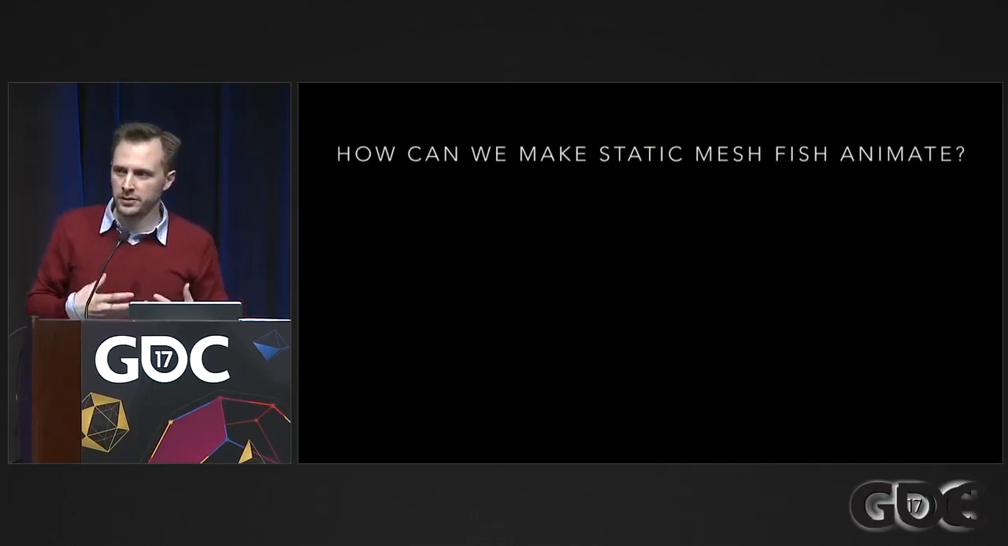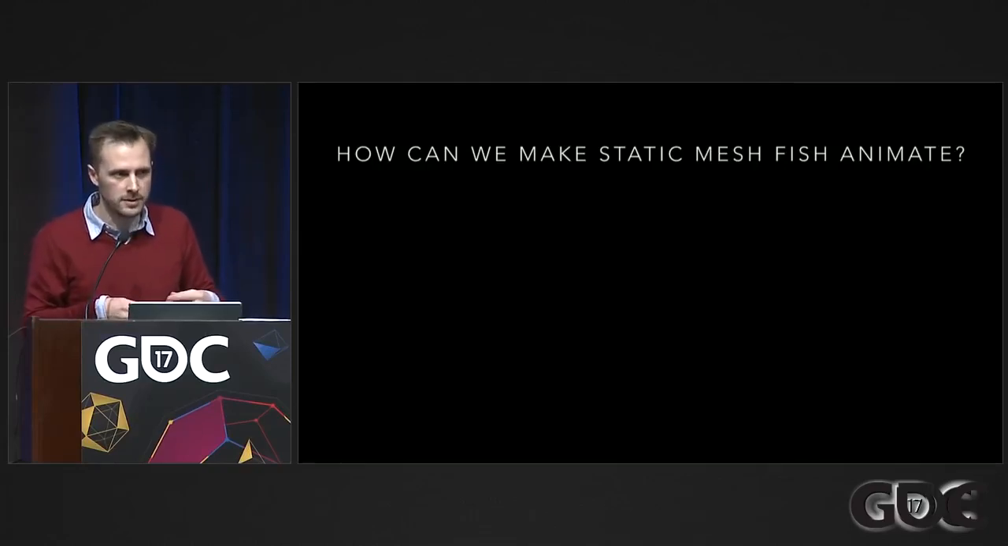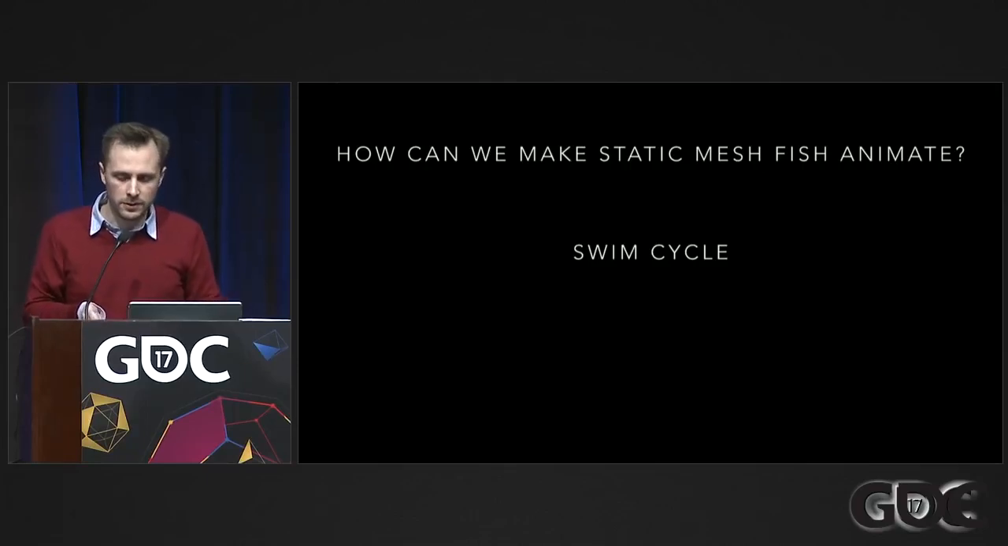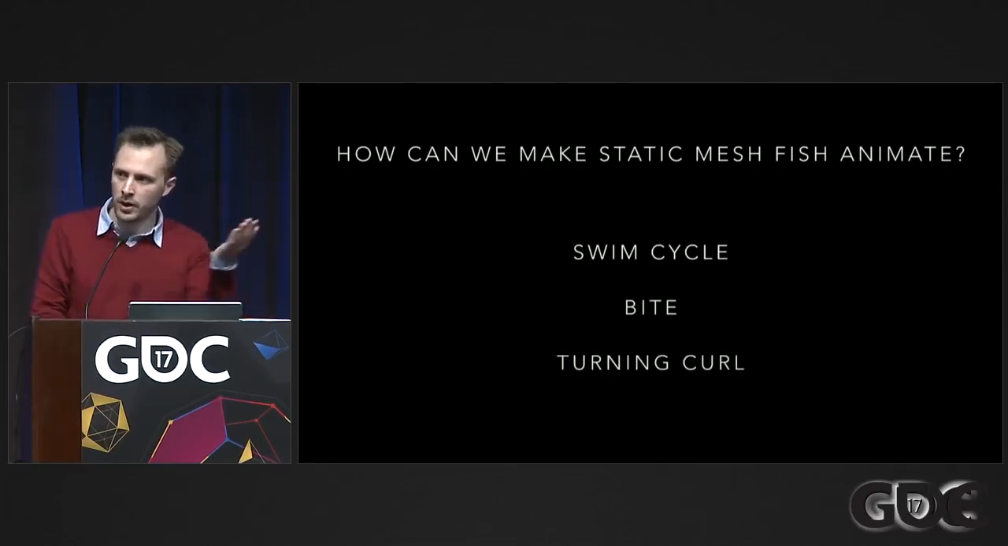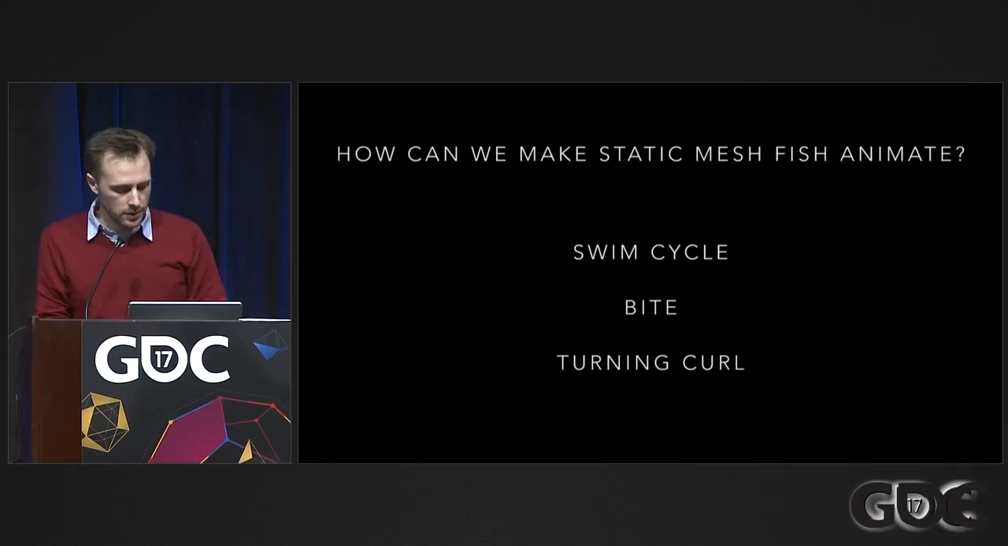But we didn't know how to make a static mesh animate because it doesn't have joints. It can't bend or anything like that. So we had to figure out how to do a swim cycle for the fish, a bite animation because the game features a full ecosystem where fish are eating each other. And we needed to be able to do that thing where it curls along its path. So I'm going to tell you how we figured out how to do that with static meshes.